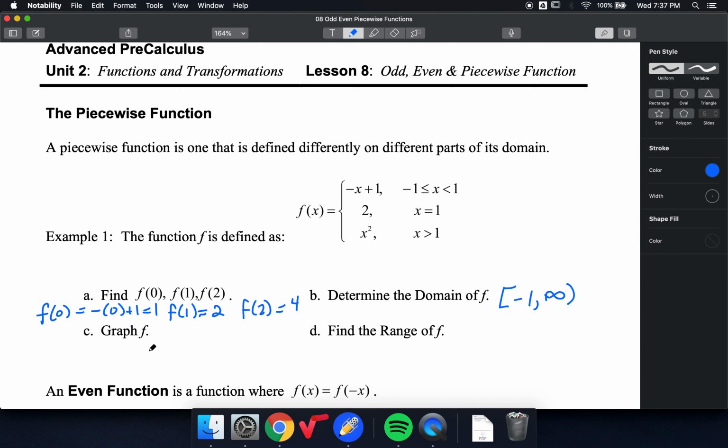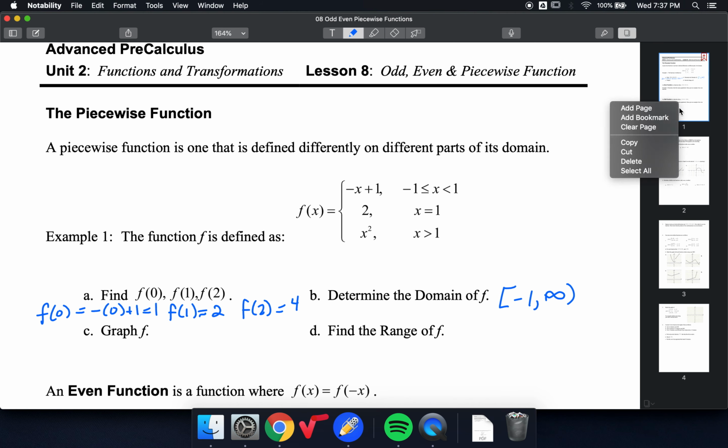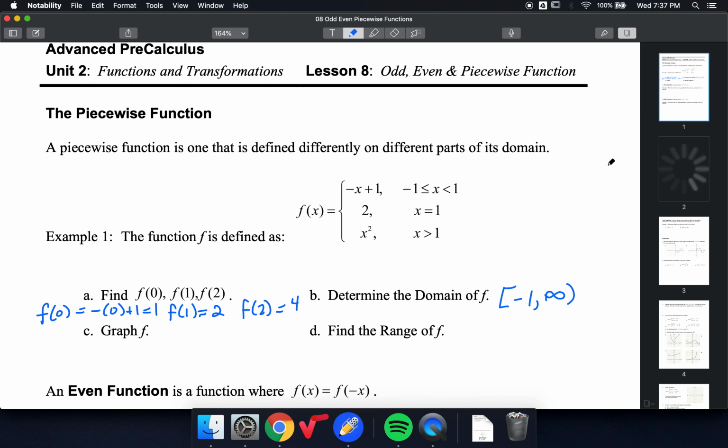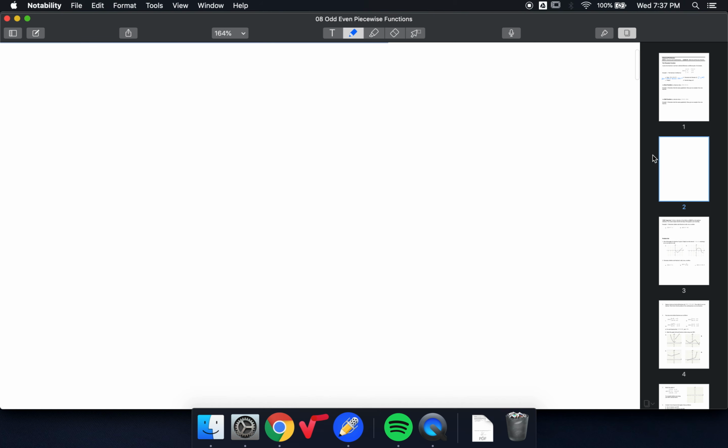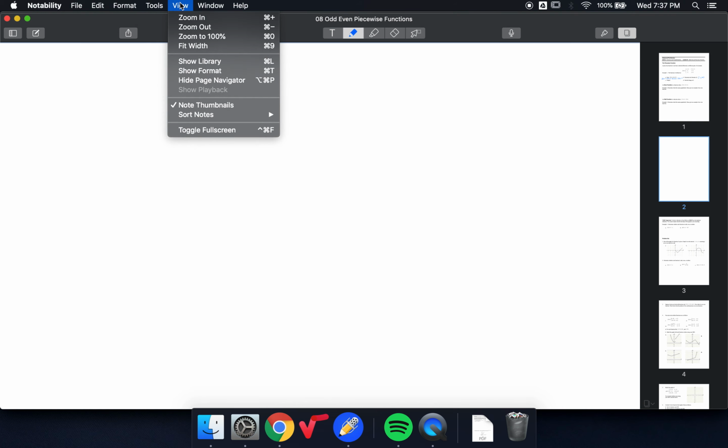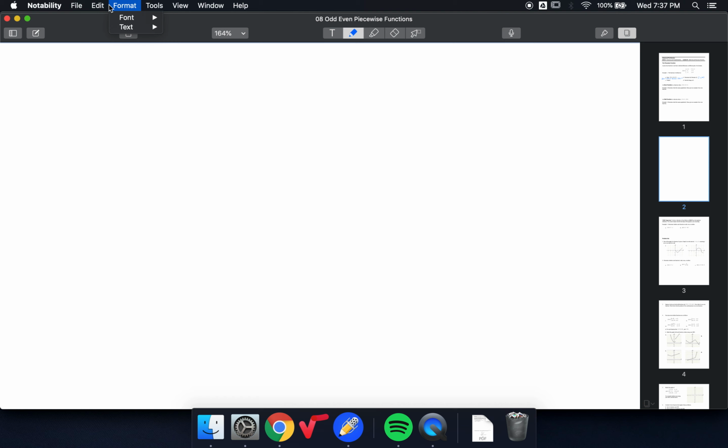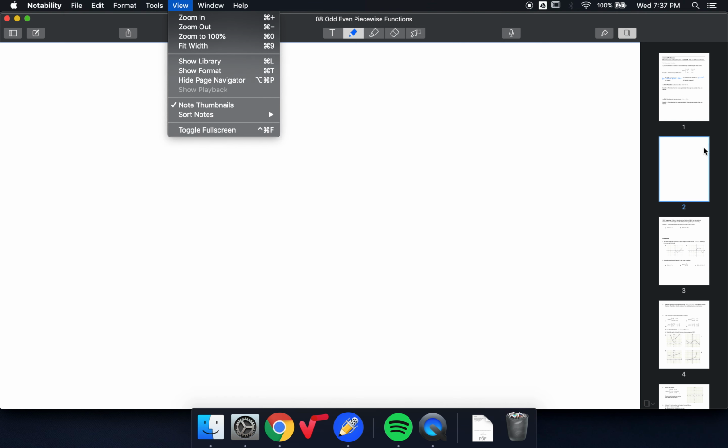All right, so now I want to graph f. Well, it'd be handy to have some graph paper. So let me see if I can do that here actually. Add a page. And then let me see. Well, that's unfortunate.